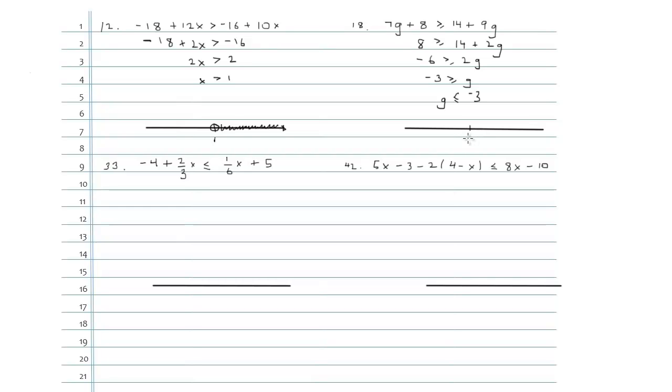So I'll put us a dash for the negative 3. We'll put us a closed circle because we have the equal to sign, and we will shade to the low side.